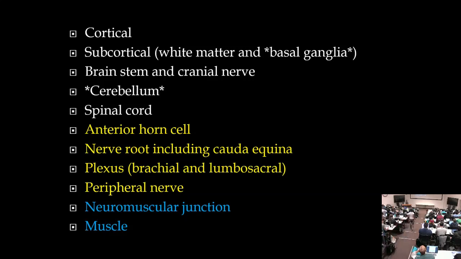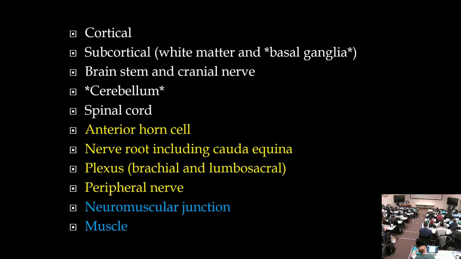Okay, in yellow we have our lower motor neurons. If you see atrophy and a loss of reflexes, and we'll list the other lower motor neuron findings, then your lesion has to be here: either the anterior horn cell, nerve roots or cauda equina, plexus lesions, or peripheral nerve. That's it.